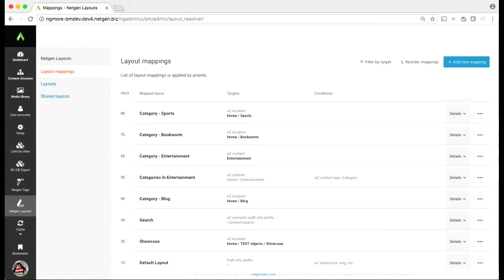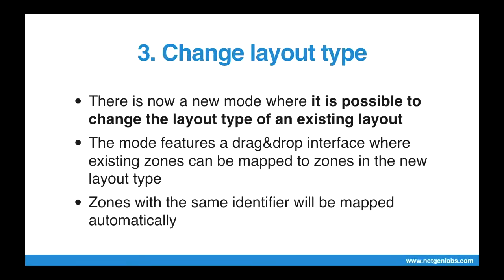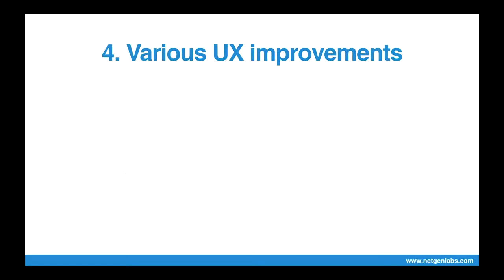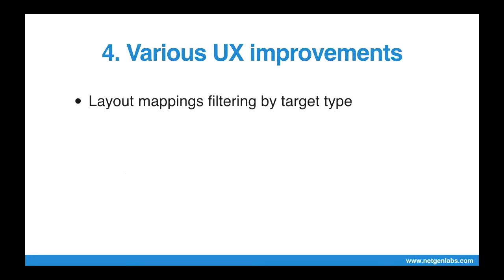Okay, so let's go quickly back to one more slide, the various UX improvements. Again, this is coming from the usage of the system, how we use it, how our partners use it and how our clients use it. These are simple features, but might be very handy in everyday work. For example, layout mappings, filtering by target type. I will show this later, very useful. Sorting of layouts as well, very useful.